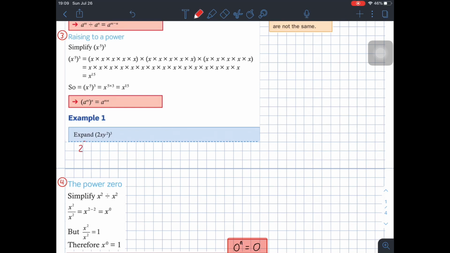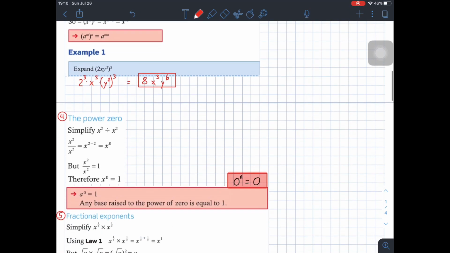So this would be equal to 2 cubed times x cubed times y squared, which is being cubed again, right? So this is the same as 2 cubed, that's 8, x cubed, that's x cubed, and y squared cubed is y to the power of 2 times 3, which is y to the 6th power. Okay, these are easy examples just to warm up.